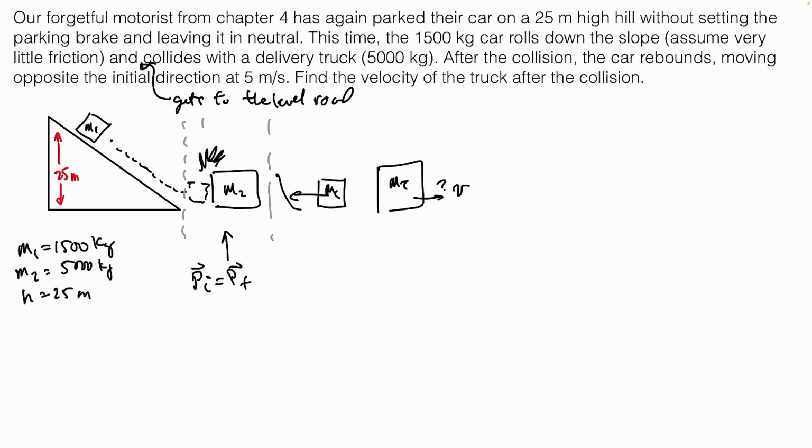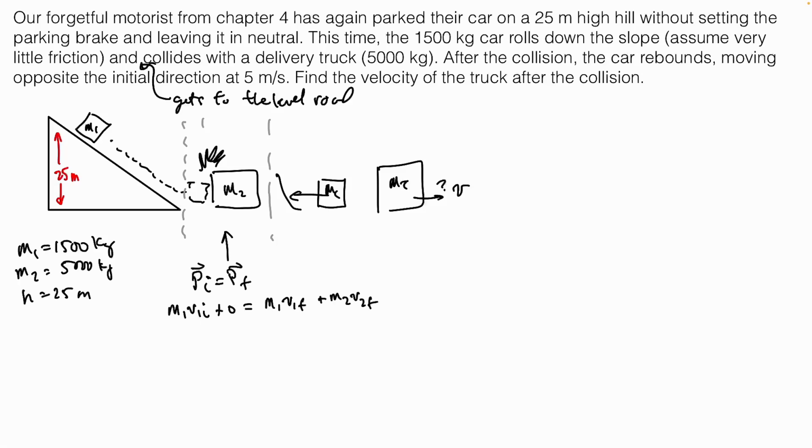Okay, so in the collision, initially, what has momentum? What's moving? M1. So I'm going to write M1 V1 initial. And I'm going to write plus 0 to remind me that M2's initial momentum is 0. It's not moving, right? But it's a system. There's two things here. After the collision, what has momentum? They both do. So M1 V1 final plus M2 V2 final.